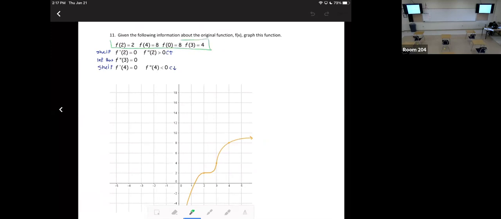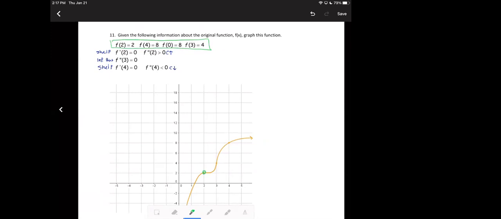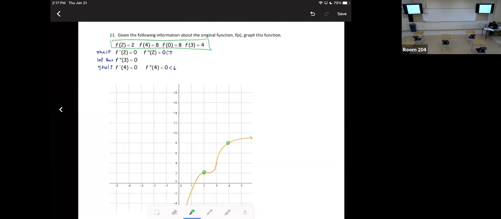Let's make sure that Mason has all his points here. So we have 2-2. I'm good there. 4-8. Good there. We have x is 0. I think this is 0-8. So we get a point there. So Mason, you've lost a point here. And then 3-4. So you just missed that one. Okay, so I'm going to use my pen, my green.